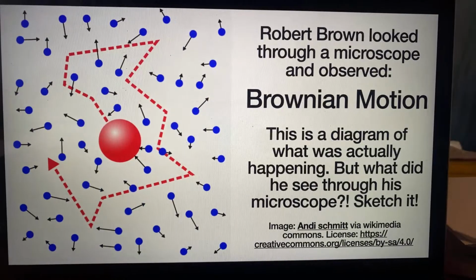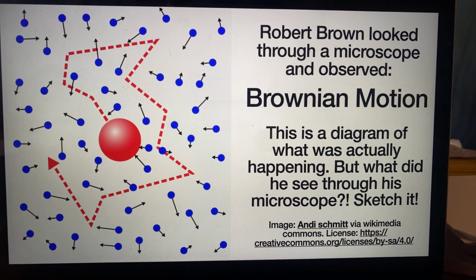Anyway, here's your question, right? Robert Brown looked through a microscope and observed Brownian motion. This is a diagram of what was actually happening, but what did he see through his microscope? Can you sketch it? I'm just going to give you a minute, just to check how much you've understood of what we've talked about so far.